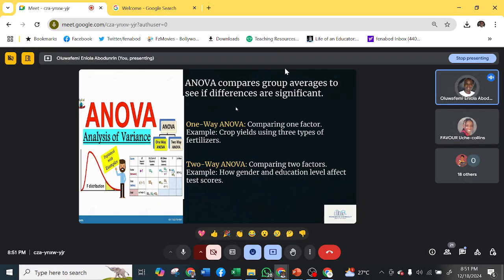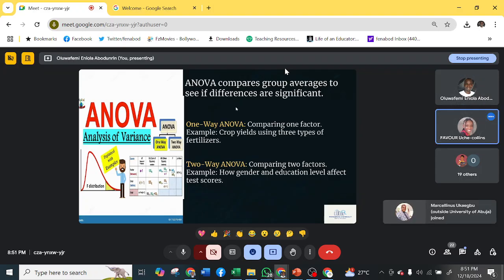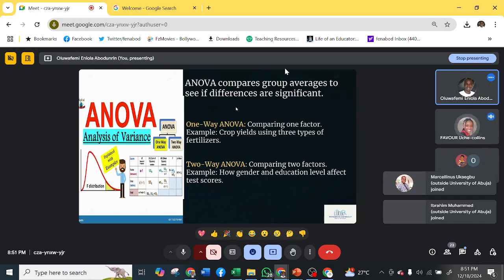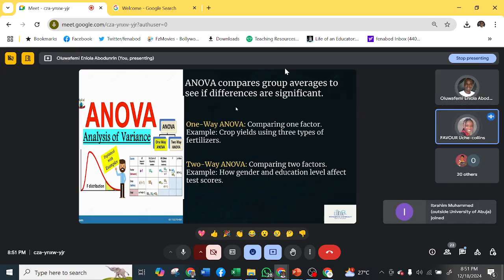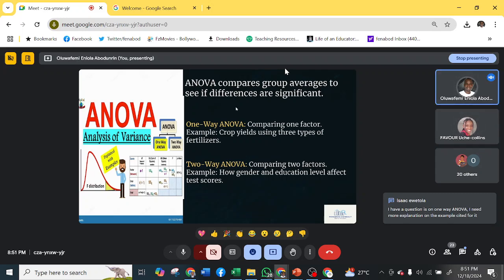Yes, you can. If you look at what is on top, ANOVA compares group averages. Did you see that? Group averages, right? Yes, I got it. It means the average of each of the groups. Exactly. So we now compare, yes, that's what we're comparing, and it's exactly the same thing for the t-test. Okay, thank you so much.